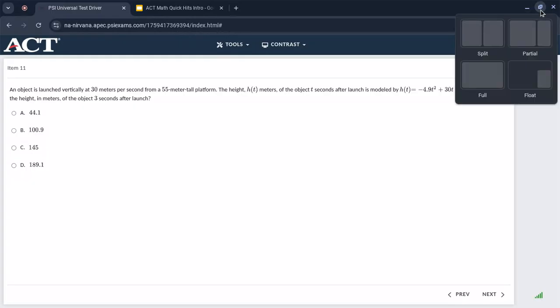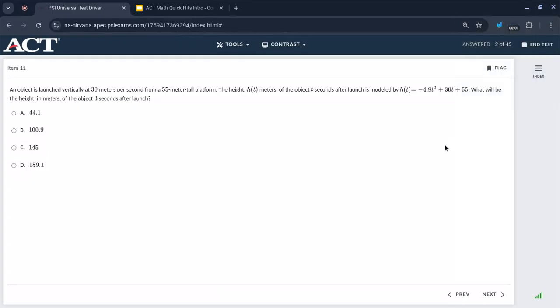All right, so this question talks about an object being launched. An object is launched vertically at 30 meters per second from a 55-meter tall platform. Okay, so that's a lot of stuff happening right there. However, if we read the next statement, it says the height, h of t, so function notation, in meters, of an object t seconds after launch is modeled by this equation. It gives us this equation. Then it just asks what will the height in meters of the object be after 3 seconds.